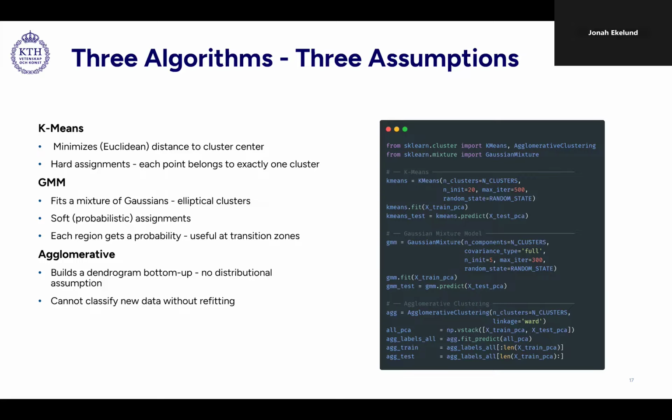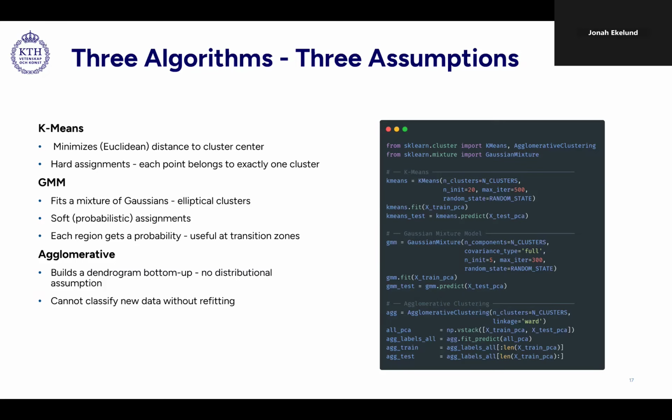And you get more of a probabilistic assignment, so you can see that in the transition region there is a probability that the sample belongs to one cluster or another, instead of a hard assignment.